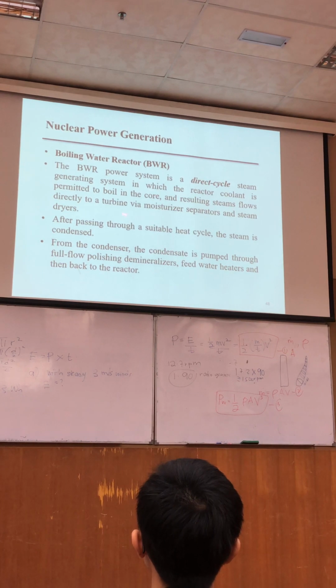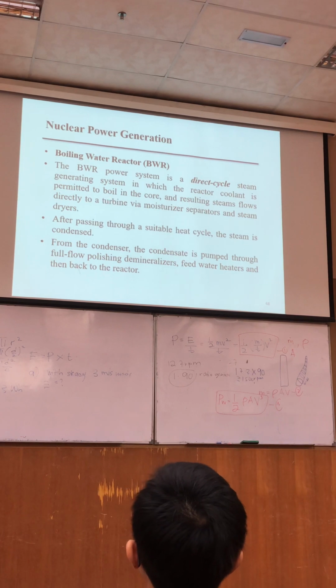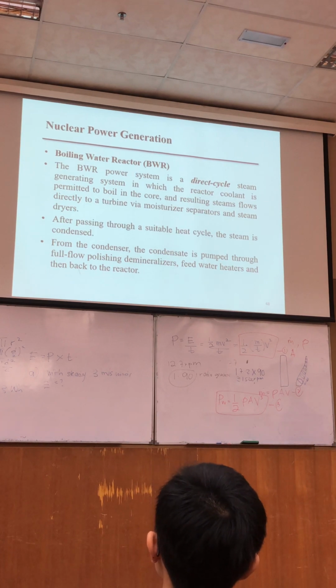So direct cycle steam generating system in which the reactor coolant is permitted to boil. Dia ada boiling. Okay, boiler dalam reactor core. Dia ada boiler untuk nak panaskan dia, untuk nak releasekan dia punya thermal energy, heat energy. In which the reactor coolant is permitted to boil in the core, and the resulting steam can flow and then go to the turbine.